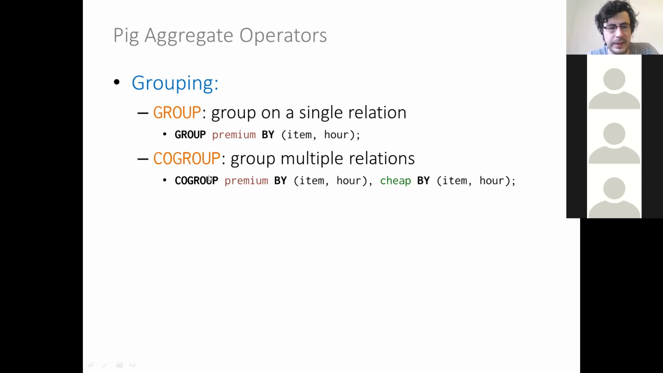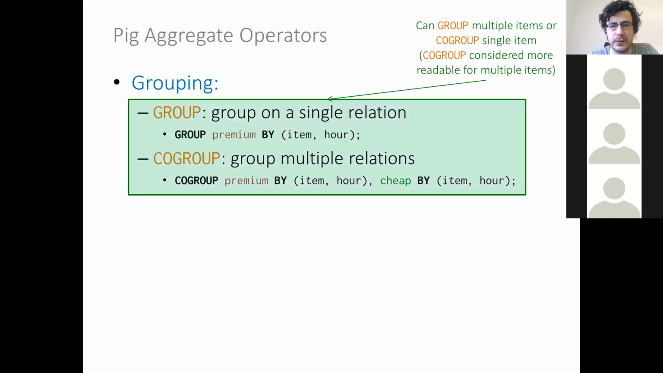In this case, we can apply co-group over one relation which is premium and another relation which is cheap, and we can group them by the same items, generating one relation with the groupings. In fact, there is no great difference between group and co-group, because Pig allows us to use group with multiple relations, or to use co-group with a single relation. But in general, it is more readable to use co-group for multiple relations.